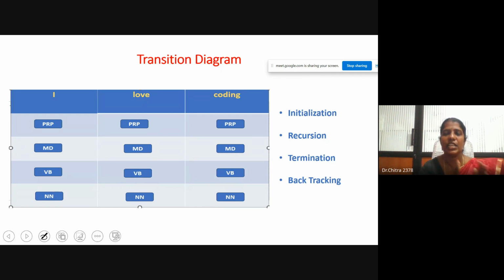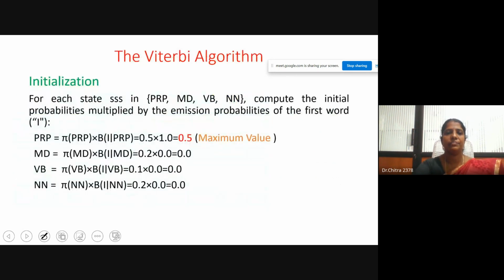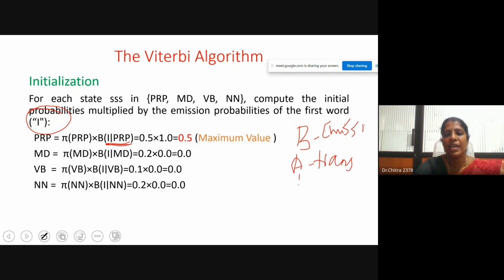First do the initialization. Initialization is done only for the symbol I. For initialization, we take PRP, MD, VB, NN, and for all of these you should calculate the initial weight. So for PRP, how do we calculate it? First take the initial probability given for PRP, multiplied by the emission probability of PRP for the word I. Here B means emission probability, A means transition probability, and pi is the initial probability.